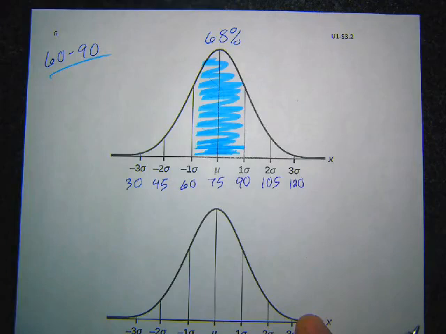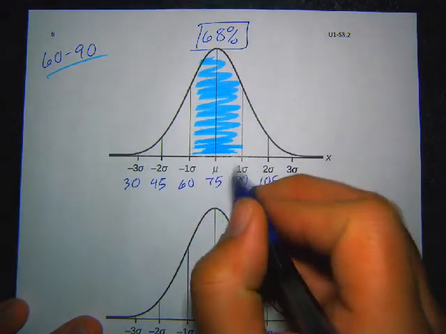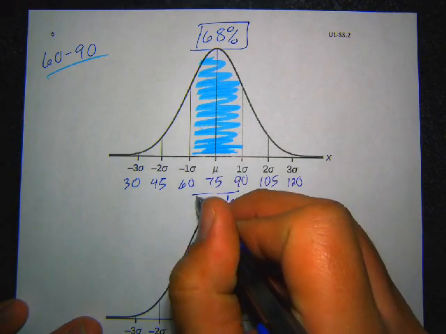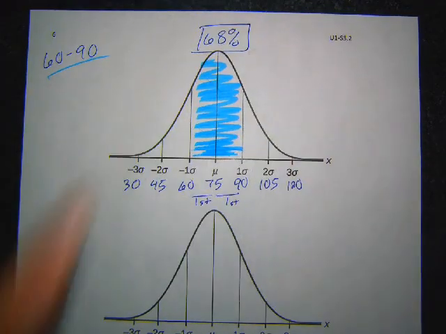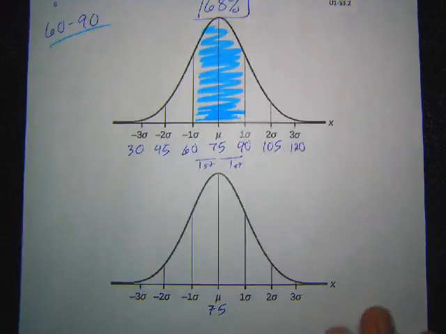So this one, I want to know what the percentage is between. Well, the percentage is 68%, because that's only 1 standard deviation each side. And so that's the range that includes 68% of the data. That one, we're done. We just had to find the 60 to 90. Let's try the next one, though.